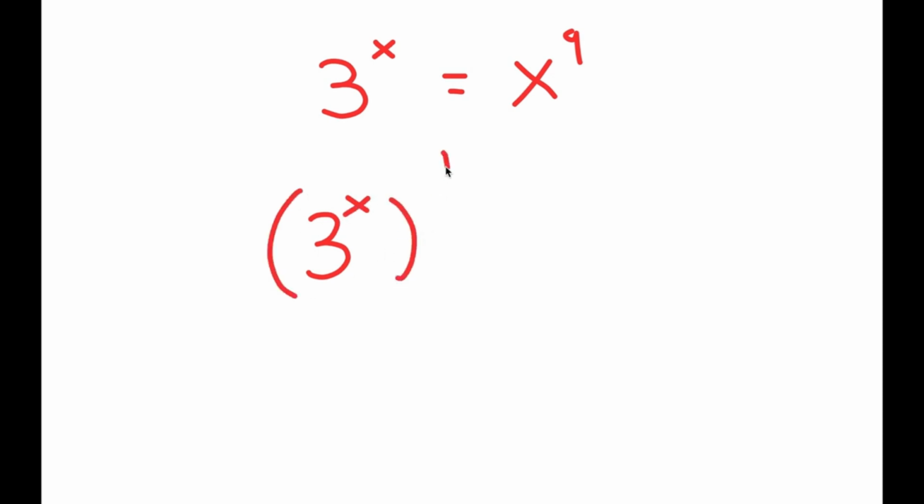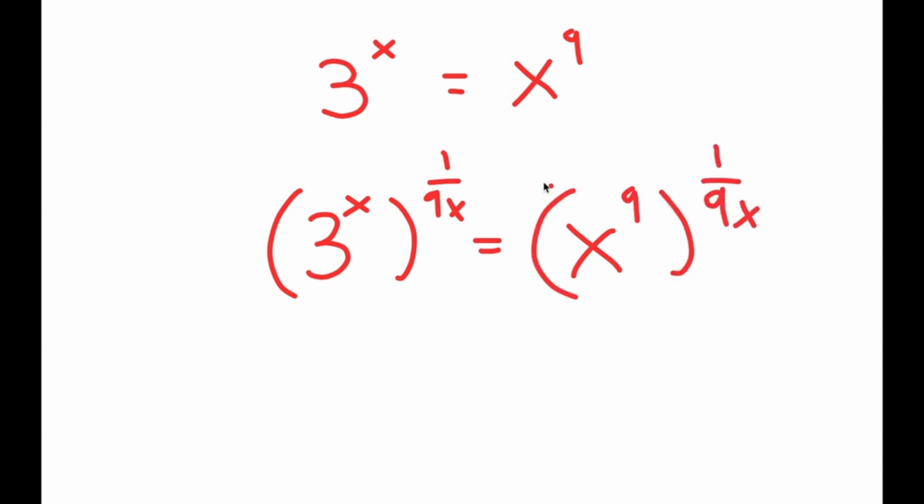Alright, so in this video, I'm going to solve the equation 3 to the power of x is equal to x to the power of 9. To solve this, I'm going to first take the power of 1 over 9x on both sides.